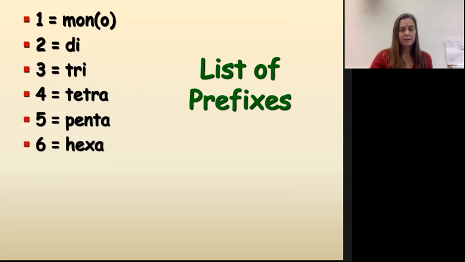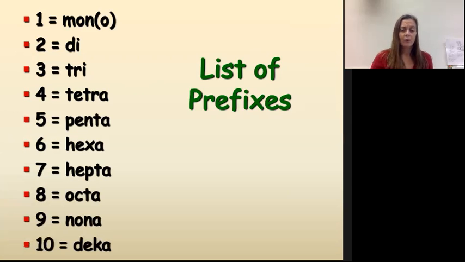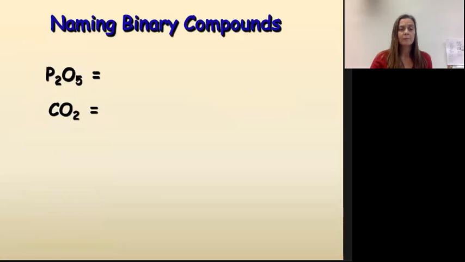5 is penta. 6 is hexa. This should be familiar to you from your hexagons in geometry. 7 is hepta. 8 is octa. 9 is nona. And 10 is deca. So we're going to use these prefixes to name our binary compounds, and we're going to use those prefixes to indicate the subscript.